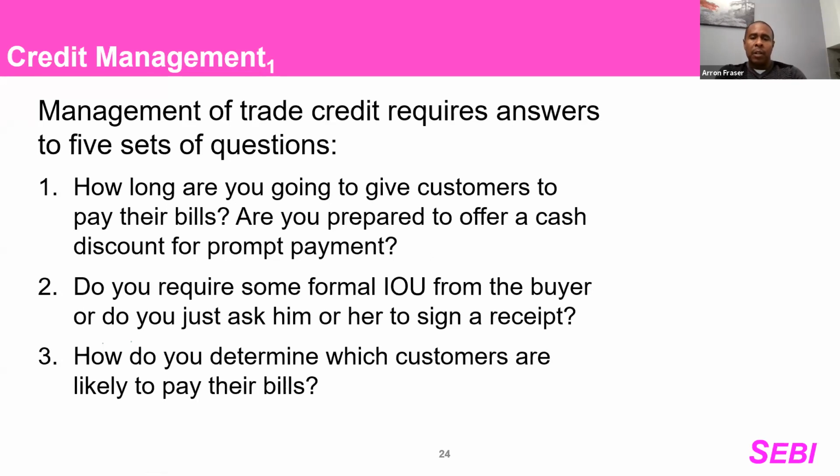Do you require a formal agreement from the buyer, or you just ask them to sign a receipt, right? So you also look at the formality of the arrangement between the buyer and you. Do you enter into a contract or something a little more formal, or it's just you delivering the goods and the signing as received? Then you need to determine how you decide which customers are likely to pay the bills. So you have to get systems in place that will give you an indication of those who are creditworthy.